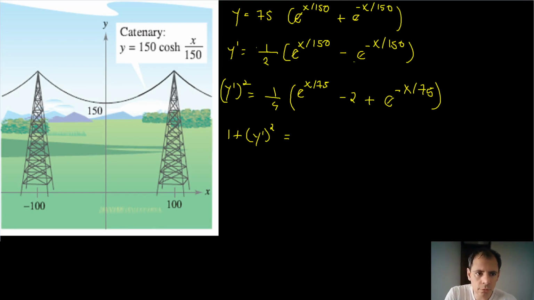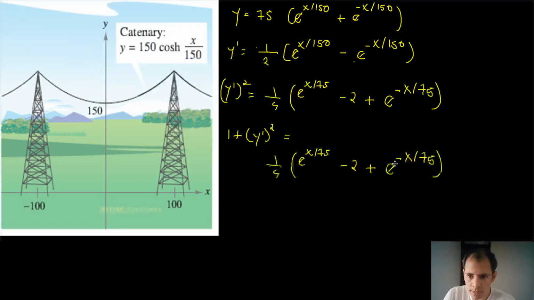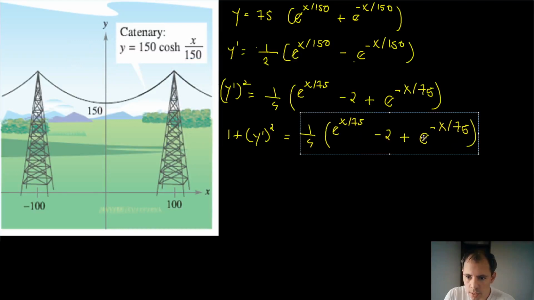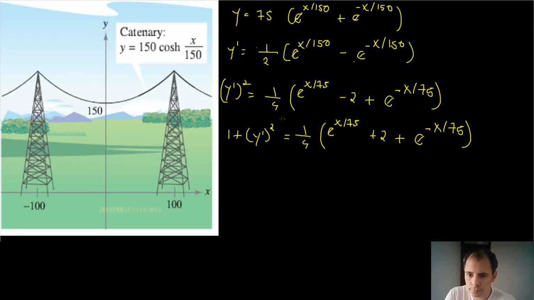So all we have to do is to do this thing here. I'm going to copy this and paste it over here. But instead of using a minus 2, it's a plus 2. Now you have to take the square root of this. Well, taking the square root of 1 plus y prime squared is going to be equal to the square root of this.